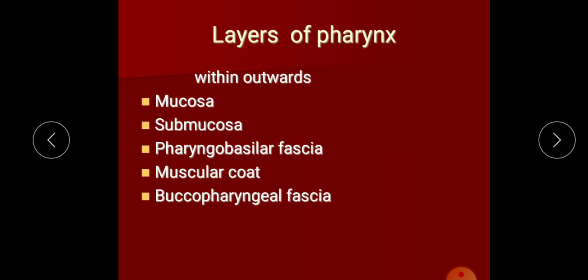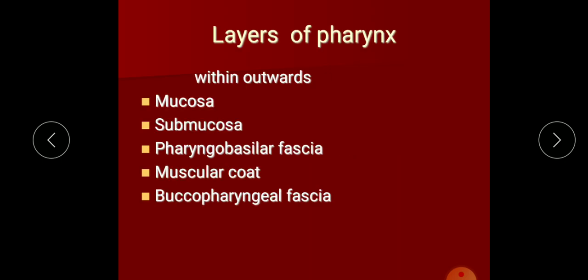So with that we finish the introduction to pharynx, and now we are going to discuss pharynx under 2 parts. In the first session we are going to deal with the layers of pharynx. In the second session we will be going through the interior of pharynx. So that is how we are going to proceed. So first we will start with the layers of pharynx.